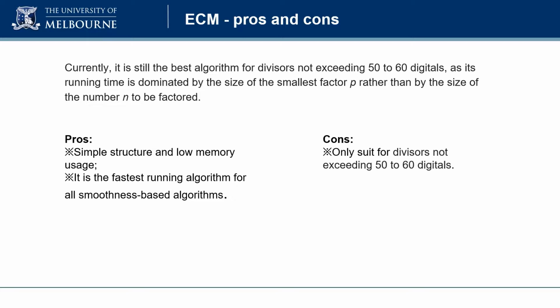The point of this algorithm is that it has a simple structure and low memory usage. It's the fastest running algorithm among all smooth-based algorithms, but it also has some cons. It's only suited for divisors not exceeding 15 to 16 digits. Due to these drawbacks, researchers found other algorithms to deal with it. In the next few slides, we will introduce those algorithms.